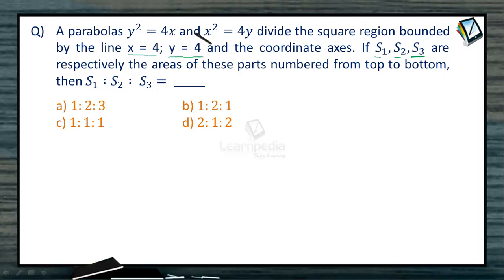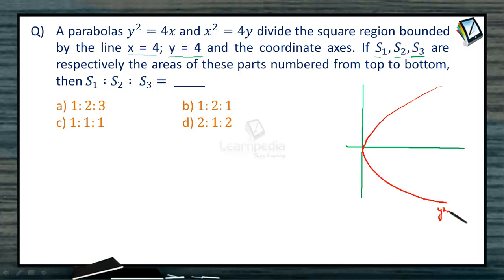First, let's try to see how the regions S1, S2 and S3 look graphically. Let's consider the Cartesian plane. Now, how will the curve y square equal to 4x look? It's a parabola passing through origin, open towards the right. So this is our curve y square equal to 4x. Then, how will the curve x square equal to 4y look? It is also a parabola passing through origin and open upwards.